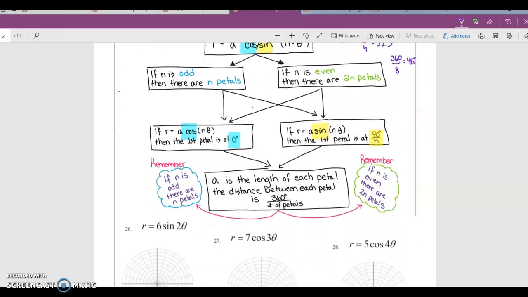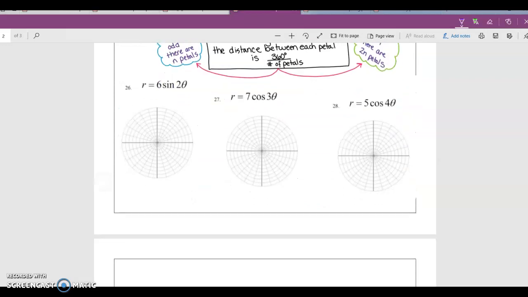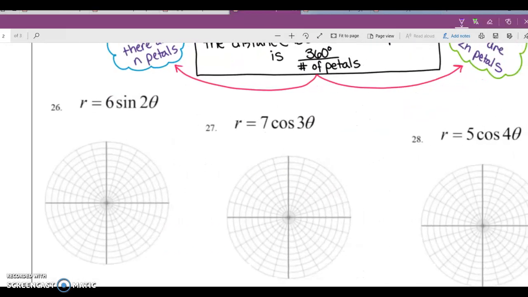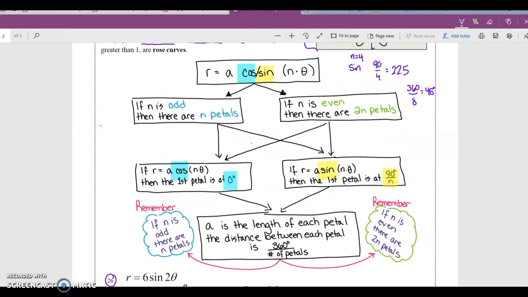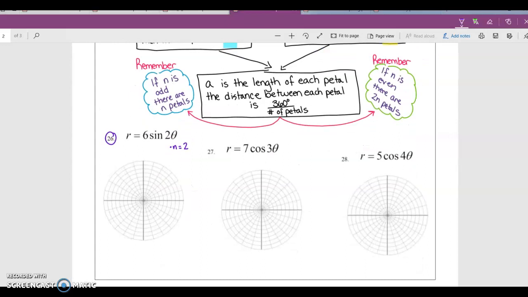So let's try some examples of this. Our first one right here, r is equal to 6 times sine of 2 theta. First thing that we want to do is find our n value. So n is equal to 2. Going up to our flowchart, we see n is even, so there are 2 times n petals. That means that there are 2 times 2 petals, so 4 petals.